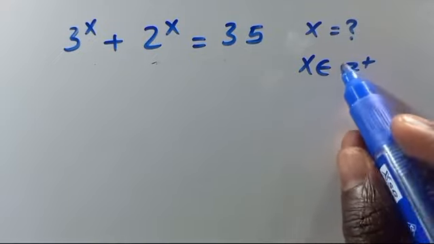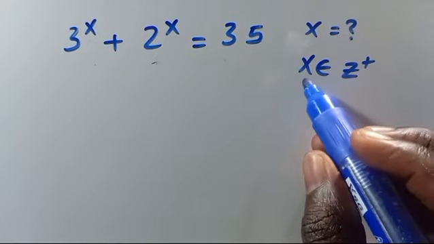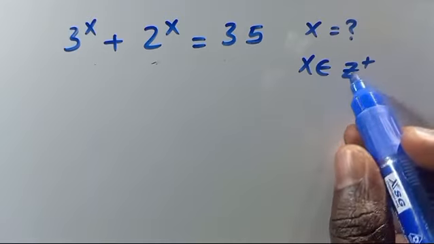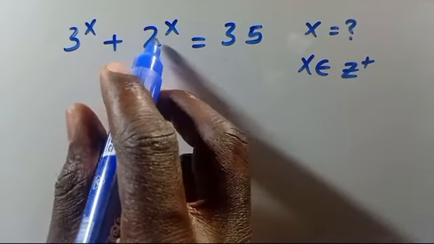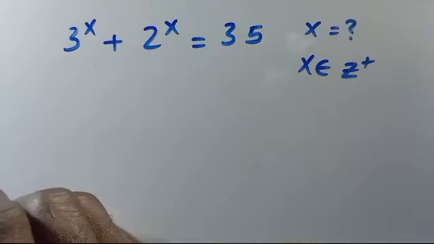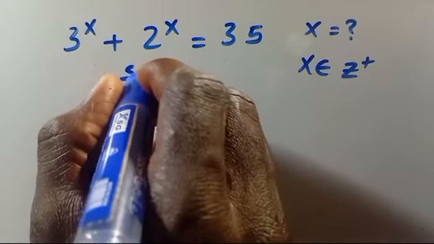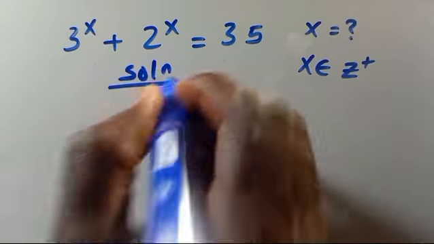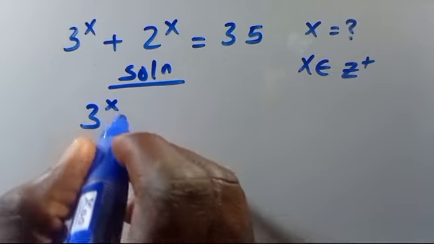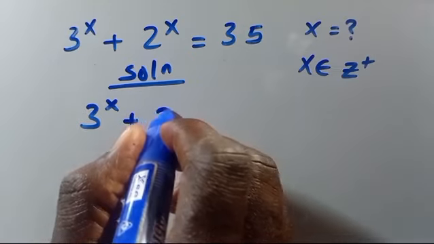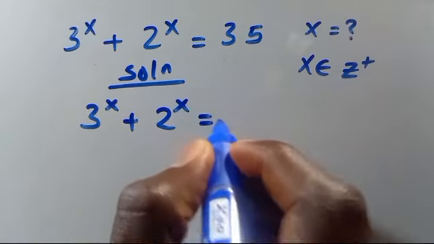What is the value of x, given that x belongs to the set of positive integers, where we have 3 to the power of x plus 2 to the power of x equals 35? Then let's have the solution. So from here we have 3 to the power of x plus 2 to the power of x equals 35.